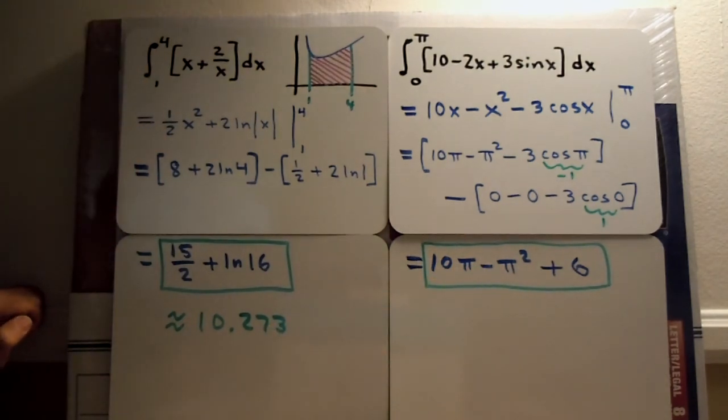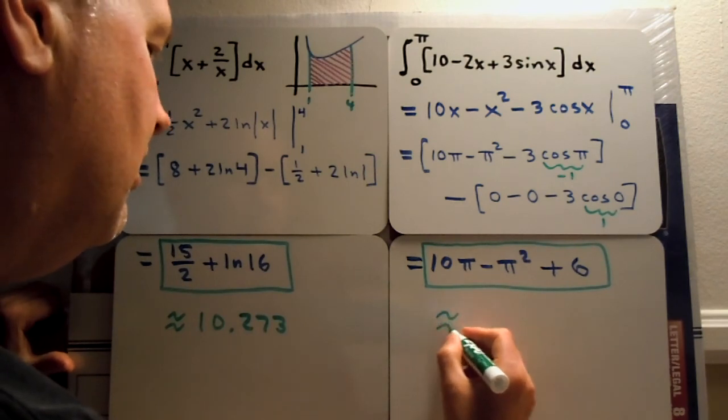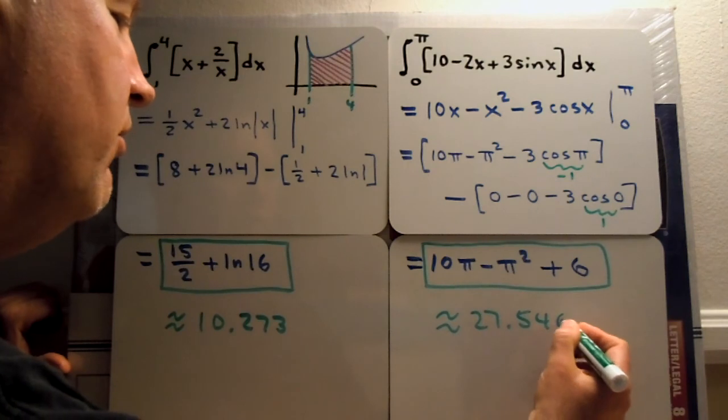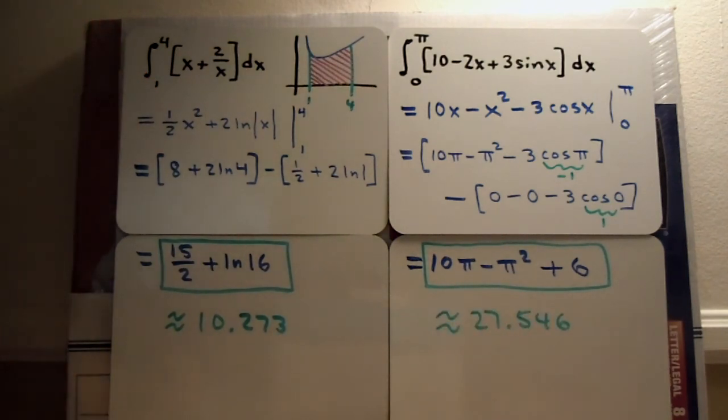And if we were to put that into our calculator, we would get approximately 27.546. But then again, that's a decimal approximation. The exact answer is 10 pi minus pi squared plus 6.